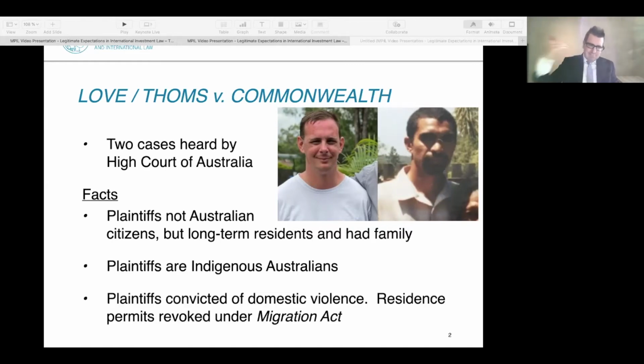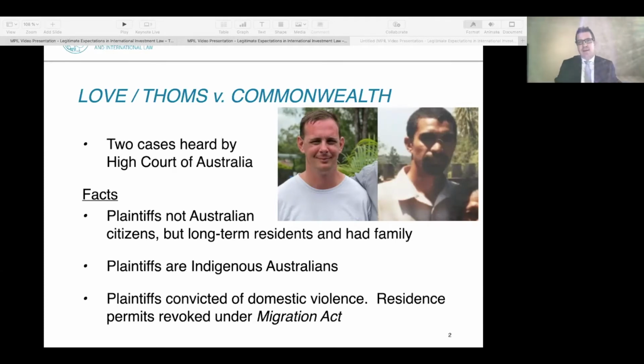What really starts the case is this. Both of the plaintiffs were convicted of domestic violence offences. Mr. Thoms on the left, he was sentenced to 18 months in prison, and Mr. Love on the right, he was sentenced to 12 months in prison. Why am I making such a big deal out of the prison time? Here's the answer.